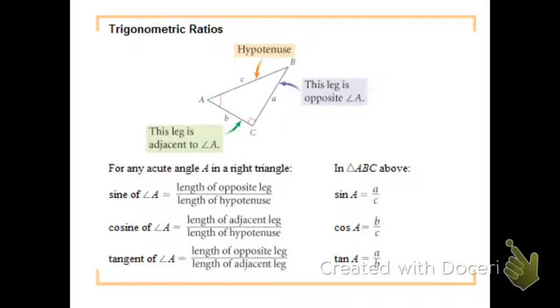Okay, so now you might be thinking, well, what if you want to find the hypotenuse, or what if you need to use the hypotenuse? And that's where sine and cosine come in. So sine and cosine work exactly like tangent, all right?